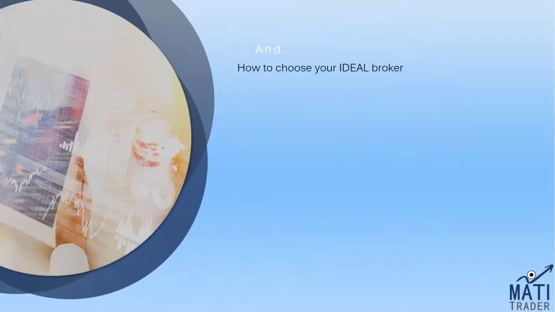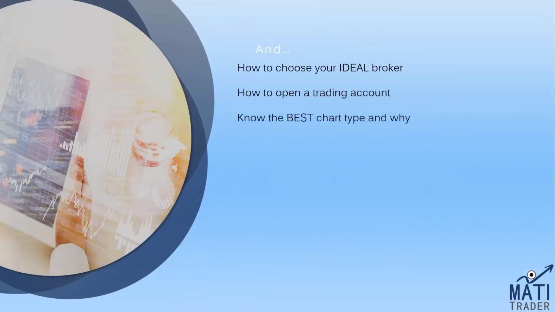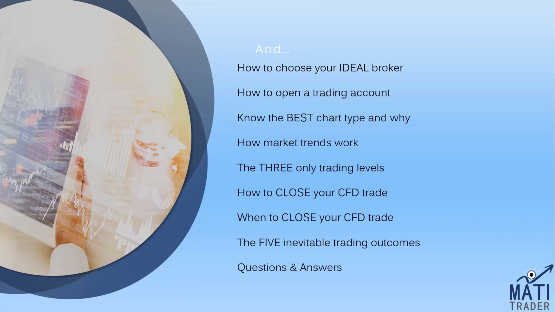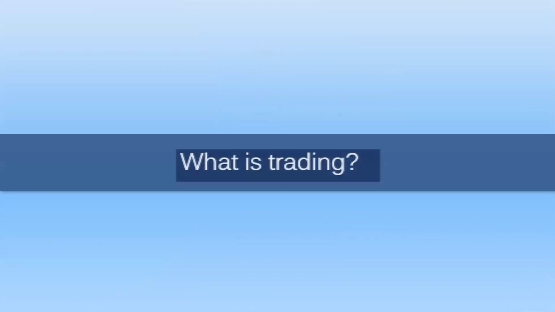Also, now we're halfway, how to choose your ideal broker, how to open a trading account, know the best chart type and why, how market trends work, the 3 only trading levels, how to close your CFD trade, when to close your CFD trade, the 5 inevitable trading outcomes, and then hopefully we can have some questions and answers.